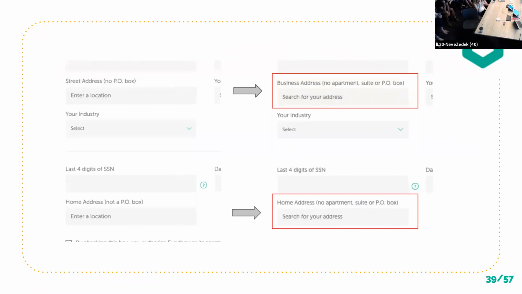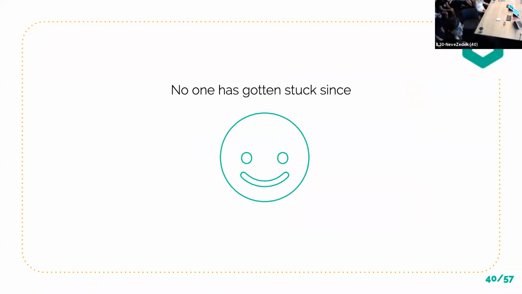So we have business address, no apartment, suite, or PO box, and home address, no apartment, suite, or PO box. That already saved us a ton of errors. And we changed the placeholder text to search for your address. Don't just enter it. Search for it. That implies once you find it, choose it. And no one has gotten stuck since.